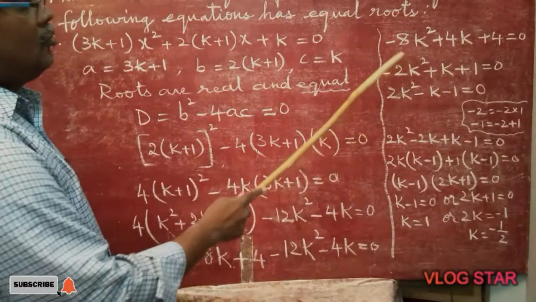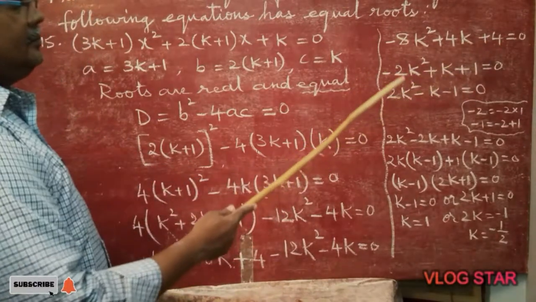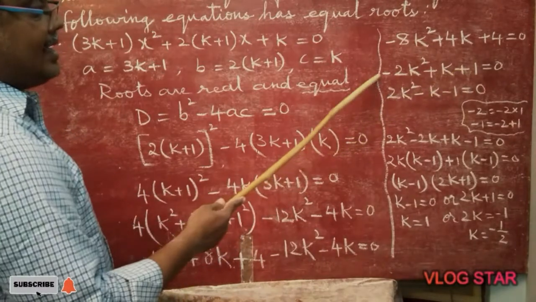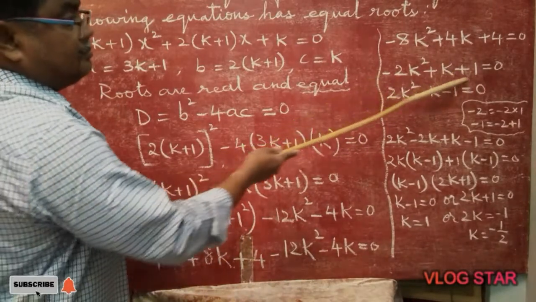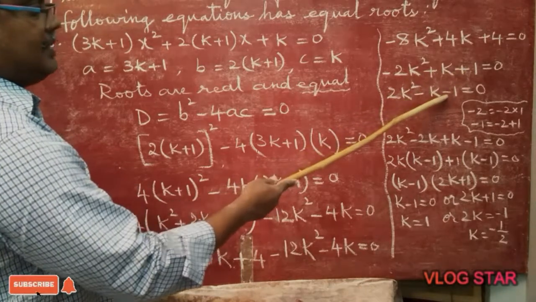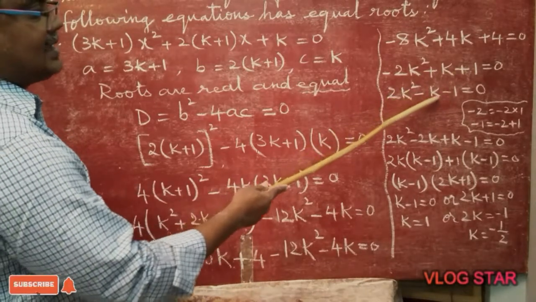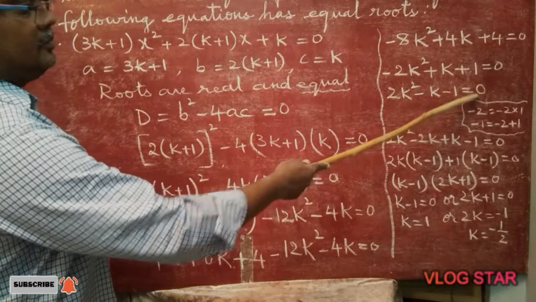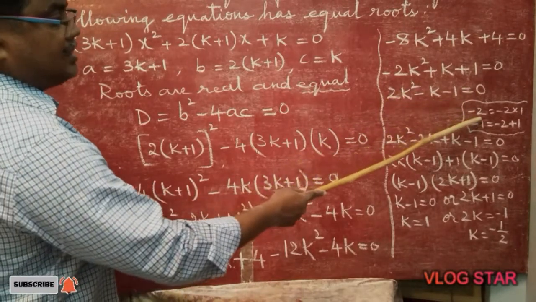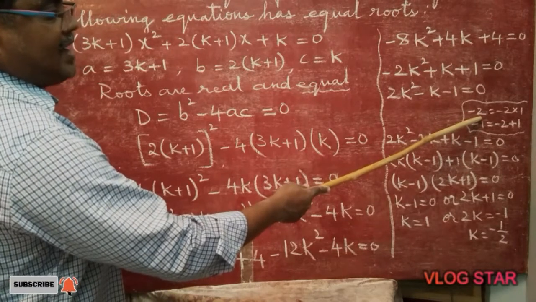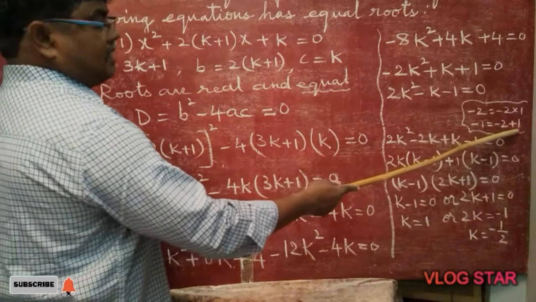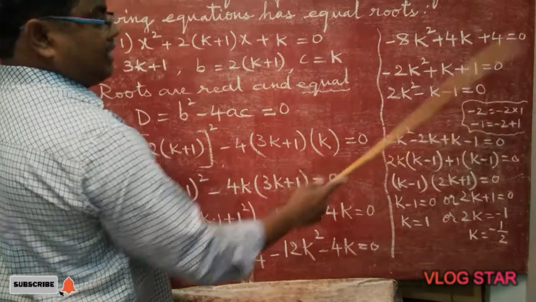Plus 4. 4 table is common, cancel. 4 twos are 8, 4 ones are 4, and here minus is there. Throughout the equation multiply with minus: minus into minus plus, plus into minus minus. 2k square minus k minus 1 is equal to 0. For which number do we have to find factors? 2 into minus 1, minus 2. When we simplify, minus 1 should come in such a way: minus 2 plus 1, minus 2 into 1.